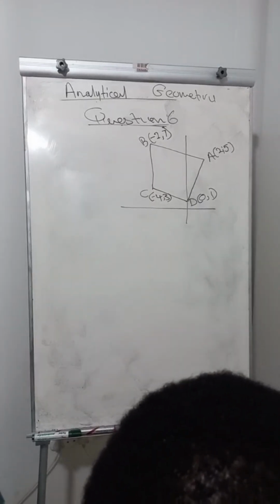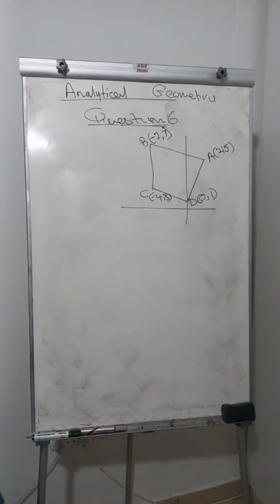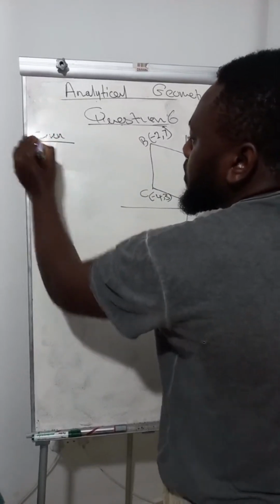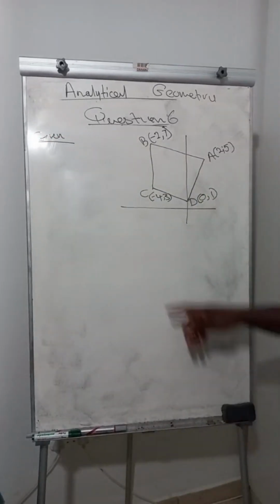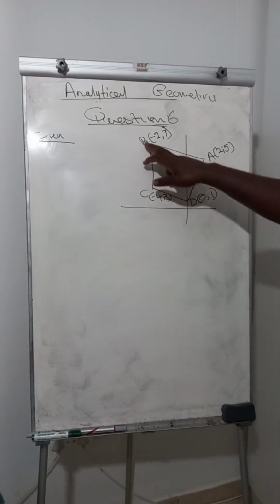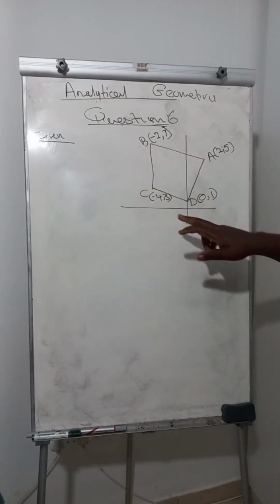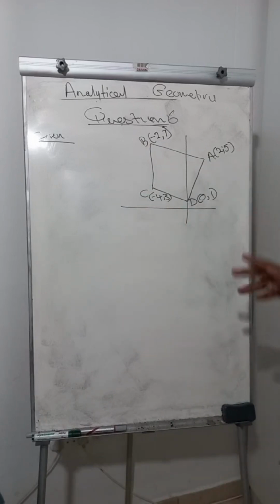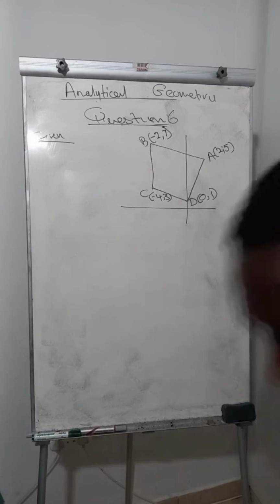Checking from the question, they're saying you've been given this point A and also B, C together with D, and they are vertices of a quadrilateral. They did not tell you what type of quadrilateral. As time goes on, when we are solving the questions, we'll be able to determine what type of quadrilateral this is.